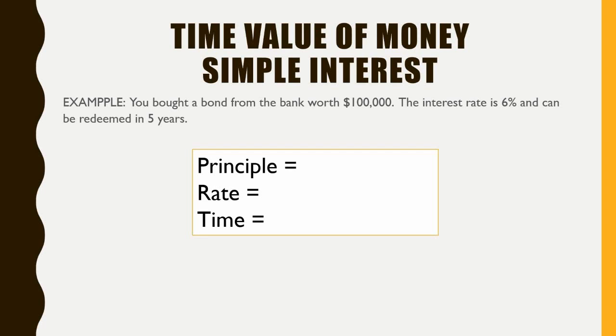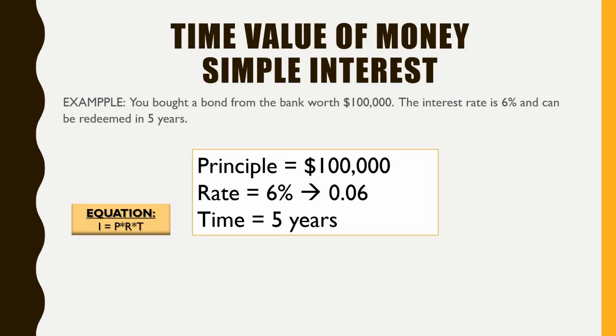In this case, we have our principal, we have our rate, and we have our time. Our principal is $100,000. Rate is 6%, which, using simple math rules, when we're multiplying, you need to convert the percentage into a decimal, which is going to move the decimal to the left 2. So in this case, 6% is equal to 0.06. And then we have our time in years. Time is already given as 5 years.